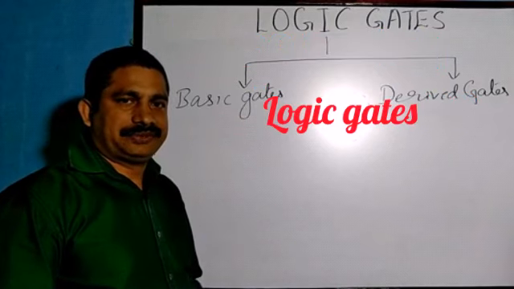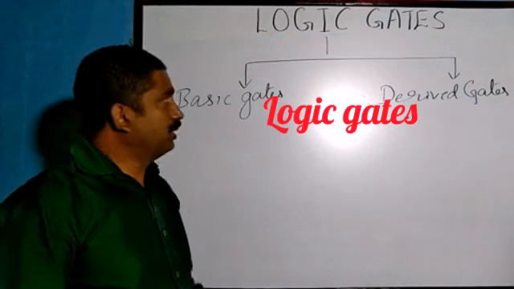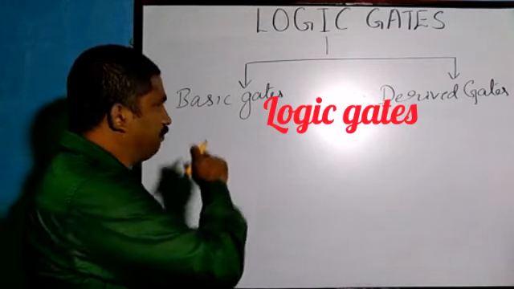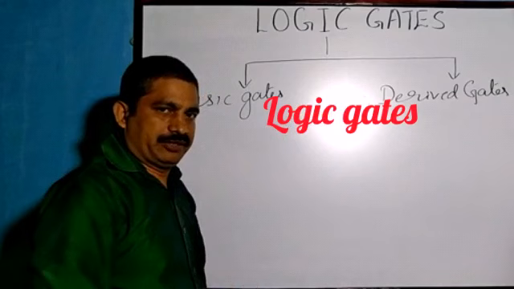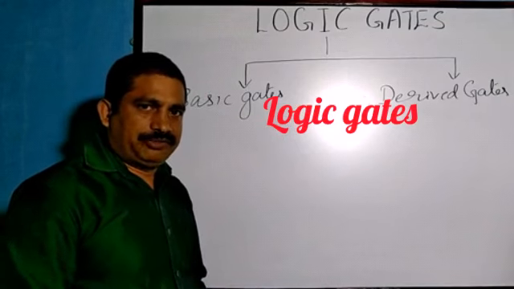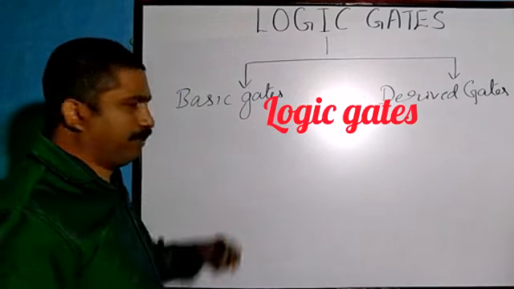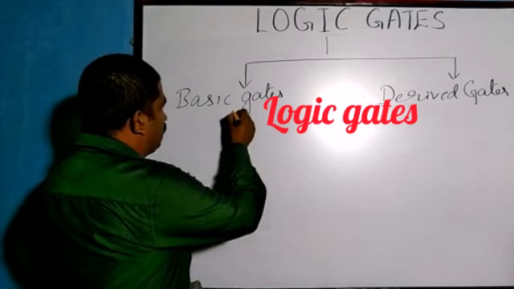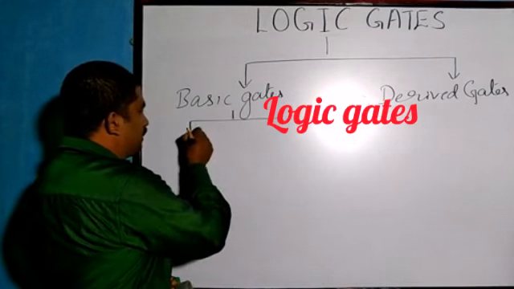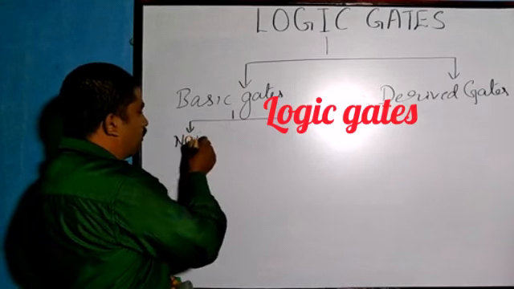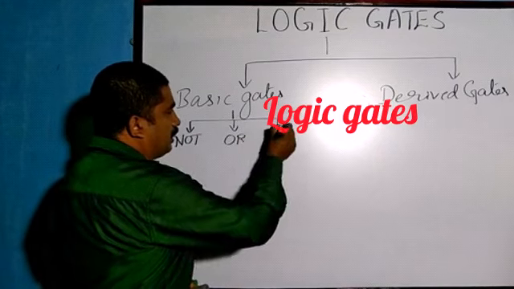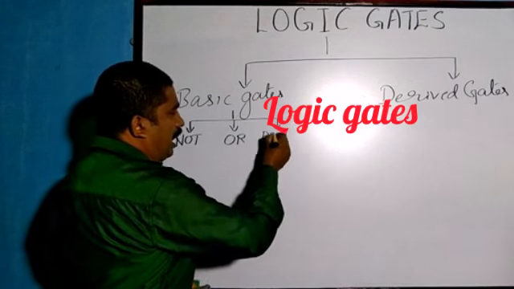Hi guys, today let us study about the logic gates. The logic gates are divided into two types, basic gates and derived gates. In my last video I have explained about the basic gates. So you know the basic gates are of three types, that is NOT, OR and AND gate.